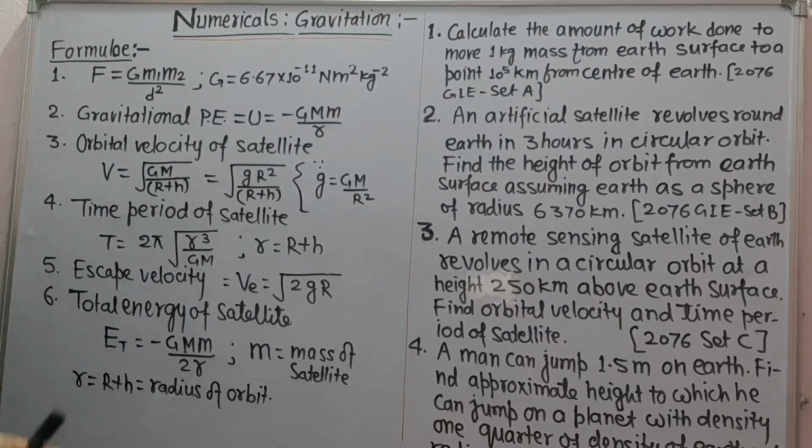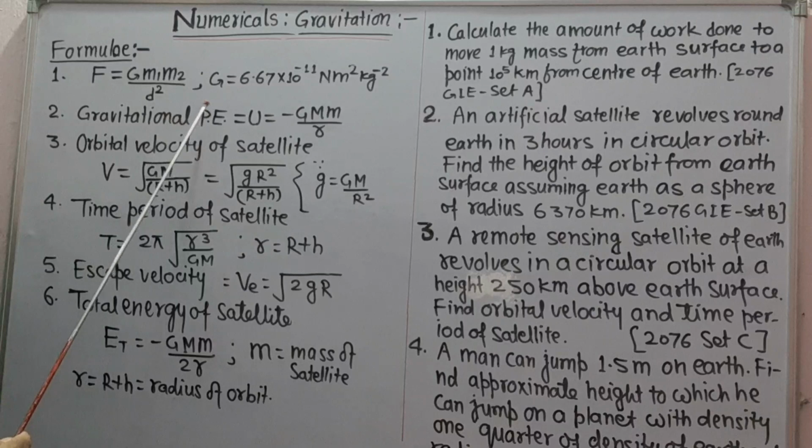First formula, the gravitational force of attraction between two masses m1, m2 separated by distance d is given by the relation F is equal to G m1 m2 upon d square, where G is gravitational constant having value 6.67 into 10 to the power minus 11 Newton meter square upon kilogram square.